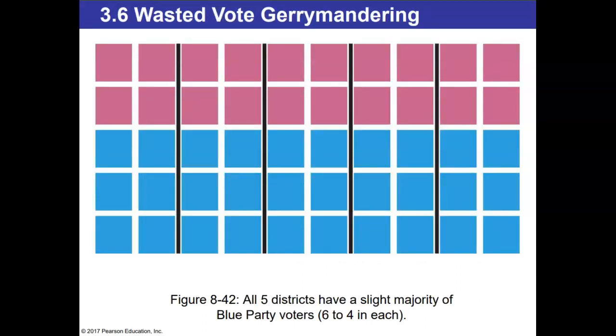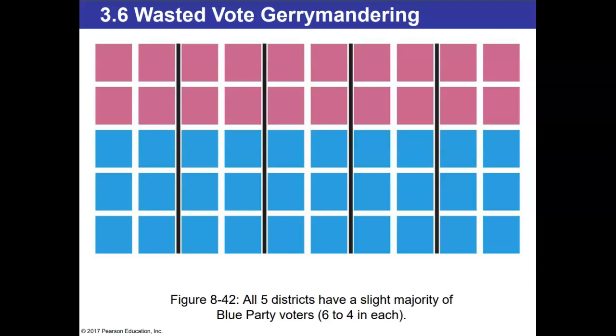The last topic we're going to talk about is gerrymandering. Gerrymandering is ensuring that a political party has an advantage, even though when it comes to numbers, they do not. And so the first type of gerrymandering we're going to talk about is a wasted vote. A wasted vote is when opposition supporters are spread across many districts as a minority.